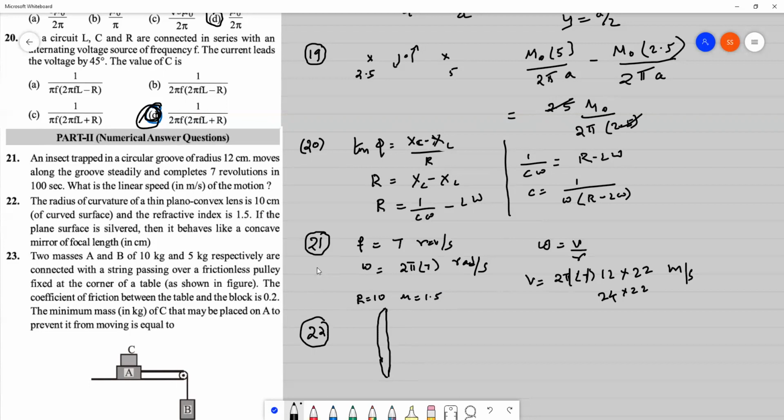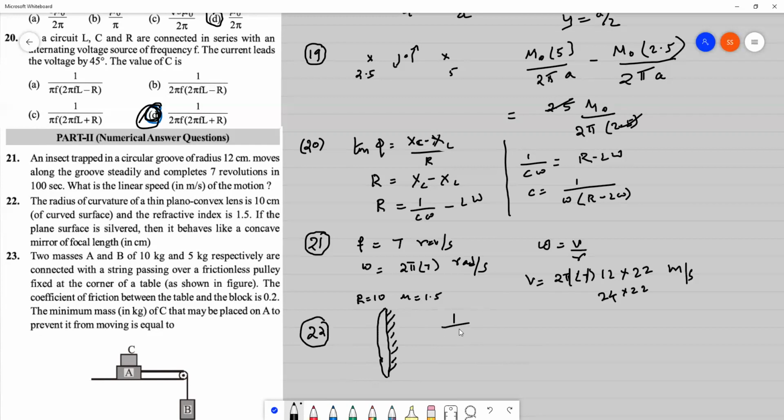If the plane surface is silvered, then it behaves like a concave mirror of focal length. What is the focal length of this one? They are asking what is the focal length of this one. Now we can easily find this one.